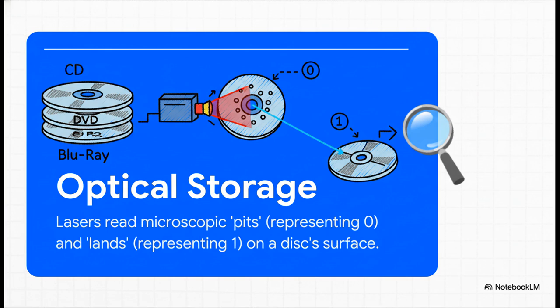It uses a super high-powered laser to etch these tiny pits onto the disk's surface. Now, to read the data, a lower-powered laser scans them. A flat area, what they call a land, reflects the light back, and that's a 1. A pit scatters the light, and that's a 0. It's a really clever way of using light itself to encode information.